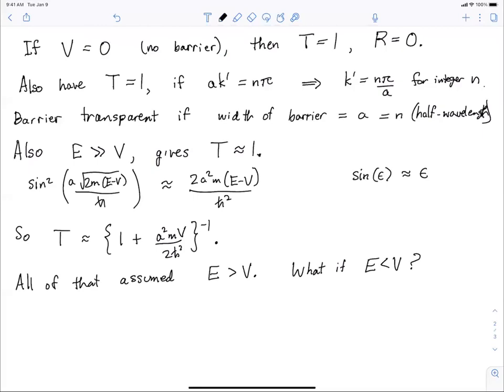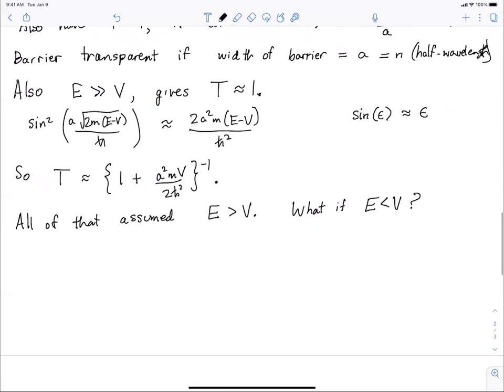So actually all the same algebra goes through, except in the bump region, or in the barrier region, instead of writing e to the i k x, I should write a linear combination of exponentials.